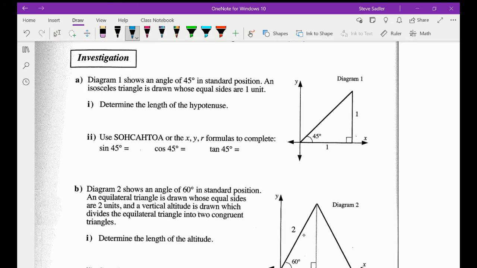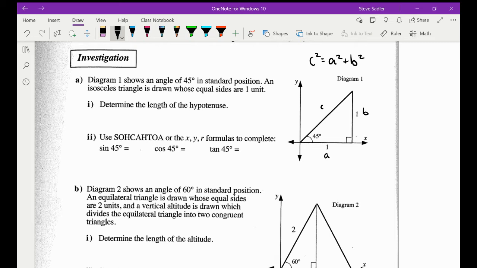So we're going to look at part A for right now. It shows us a triangle with a 45-degree reference angle where each of the A and B sides are 1, and they want us to find the hypotenuse, or the C. So we know that c squared is equal to a squared plus b squared. That's Pythag, right? Our Pythagorean theorem.